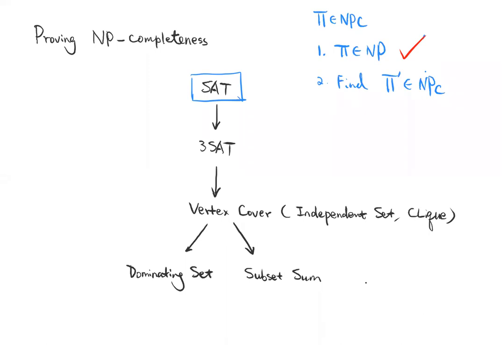All right. And then the third step is the most difficult part, to give a polynomial reduction from pi prime to our problem. Basically, the most important step actually is the third step. So basically what we need to do is find a suitable problem and reduce it to pi.